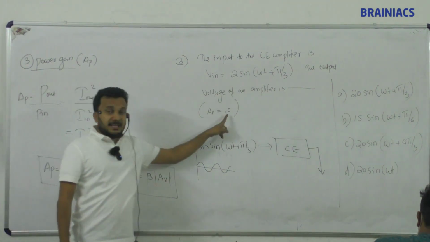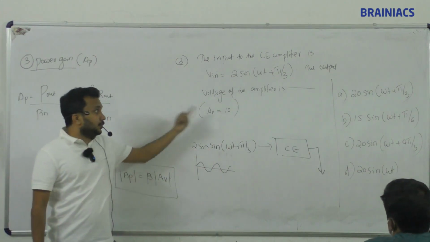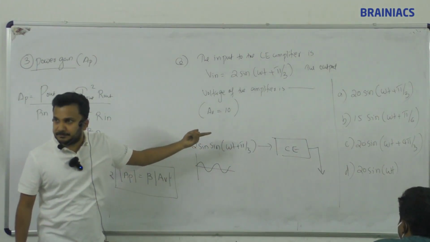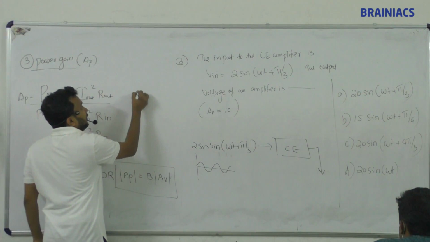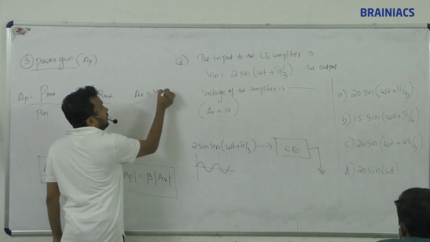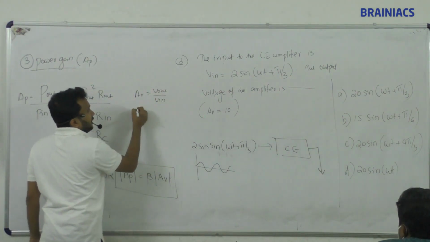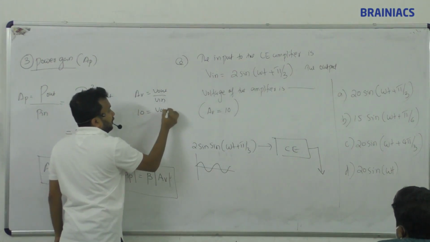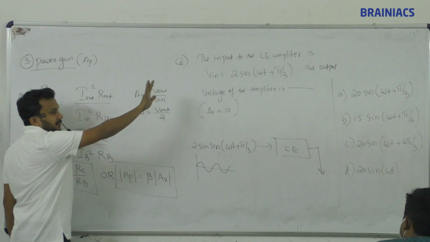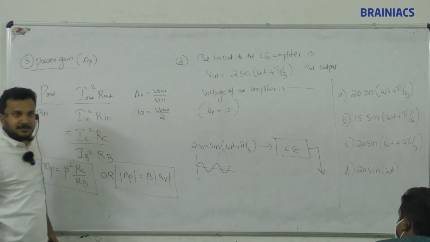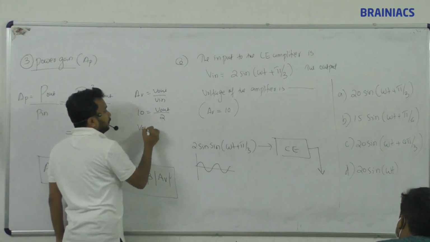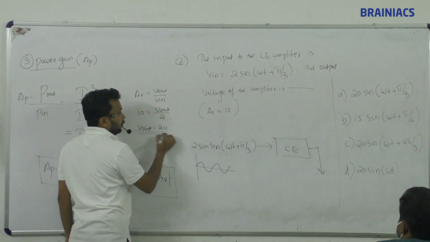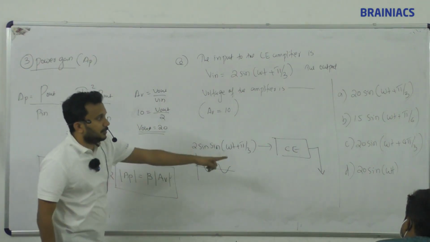Now your gain is 10. So output is equal to gain into input. AV is equal to what? V out by V in. So AV the value is 10. Output I don't know. Input is 2. Sine means it's just sine, that's all. So what is V out value? 20. You got 20. So definitely 20 should come on the left side.